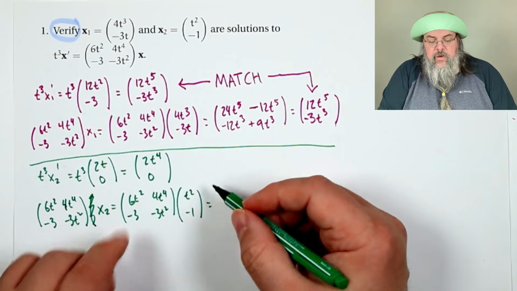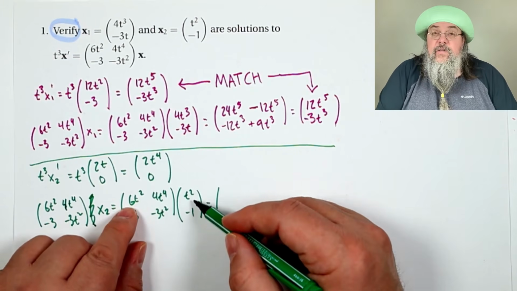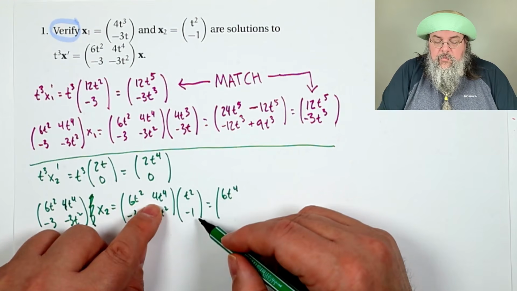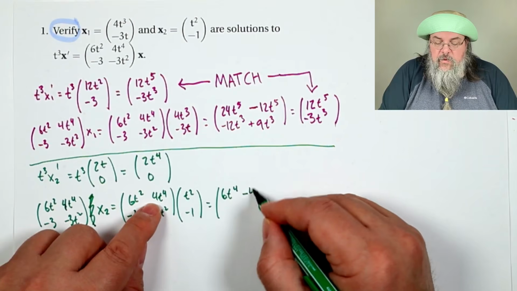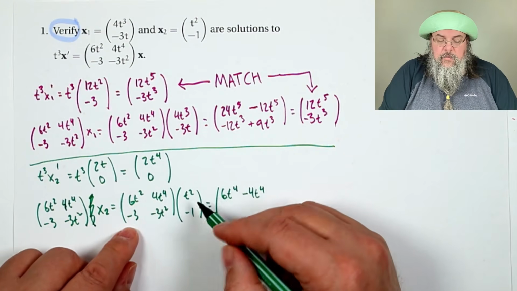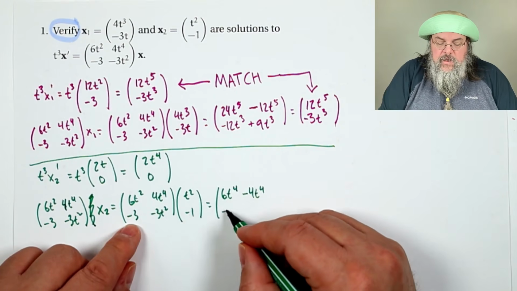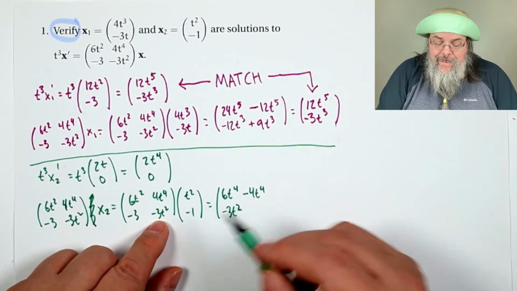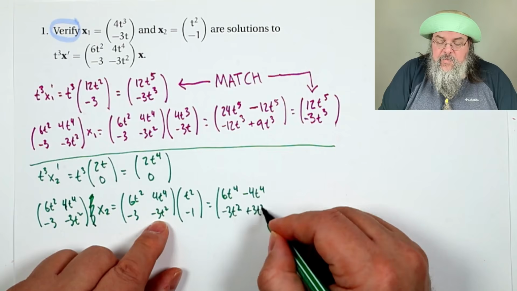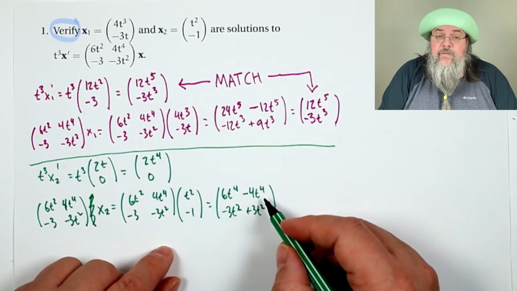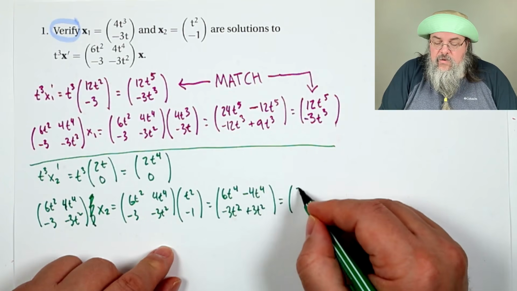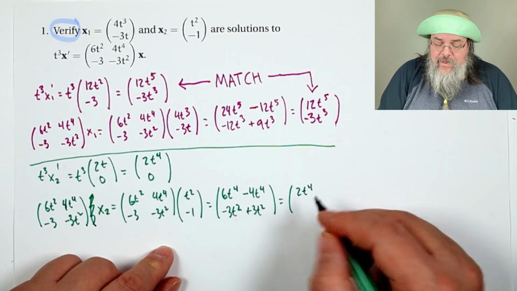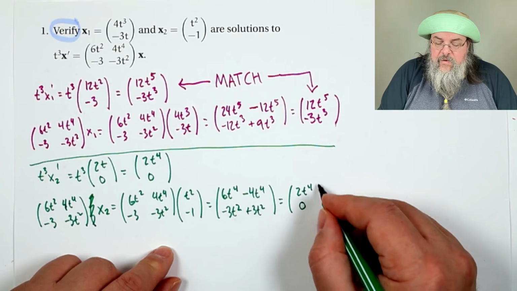All right, so carrying out the multiplication. 6t squared times t squared, 6t to the fourth. 4t to the fourth times minus 1, minus 4t to the fourth. Minus 3 times t squared, minus 3t squared. Minus 3t squared times minus 1 is a plus 3t squared. Upstairs, 6t to the fourth minus 4t to the fourth gets us 2t to the fourth. And downstairs, minus 3t squared plus 3t squared gets us no more t squared, so that's 0.